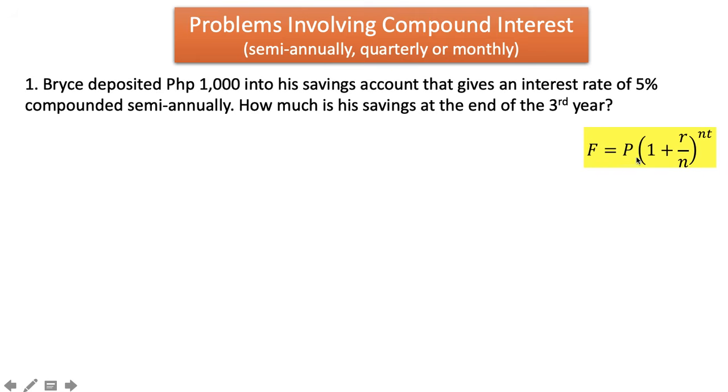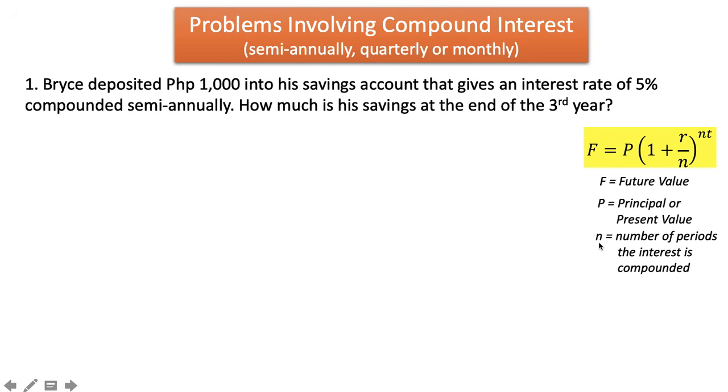F is equal to P times quantity 1 plus R over N raised to N times T, wherein F is the future value, P is the principal or present value, and this N is our new player here. This represents the number of periods the interest is being compounded. Then R is rate, T is time in years. So let us analyze our problem.